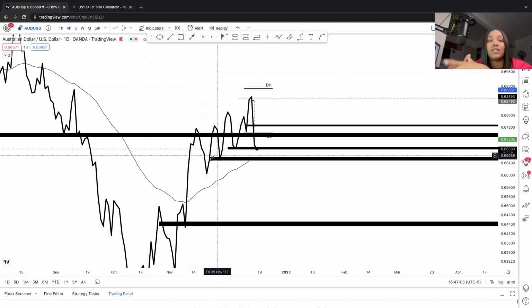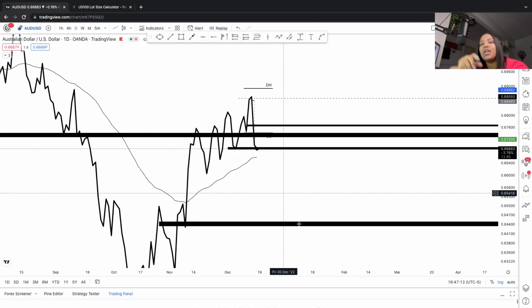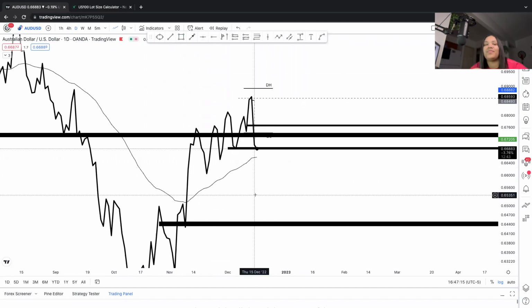More than likely, I'm not gonna pay attention to these levels until it breaks this level, and that's when I'll enter my trade, and then I'll have my take profit all the way down here.